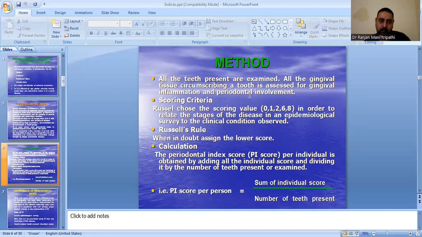Now calculation. How is it calculated? The periodontal index score per individual is obtained by adding all the individual scores and dividing it by the number of teeth present or examined. So the periodontal index per person would be the sum of individual scores divided by the number of teeth present.